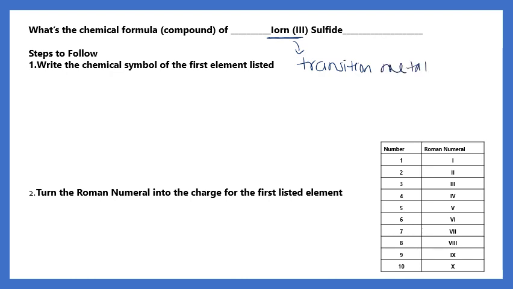It's our transition metal, and it has a symbol of Fe. The next step says to turn the Roman numeral into the charge for the first listed element. So iron has 3 lines, which is the number 3. So iron is taking that +3 charge. It could take a +2, but in this instance, because of the Roman numeral with the 3 lines, I know that it's taking that +3 charge.